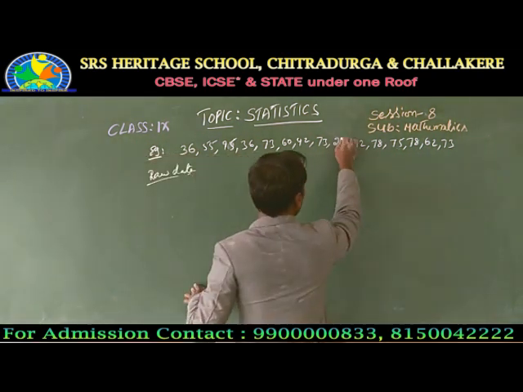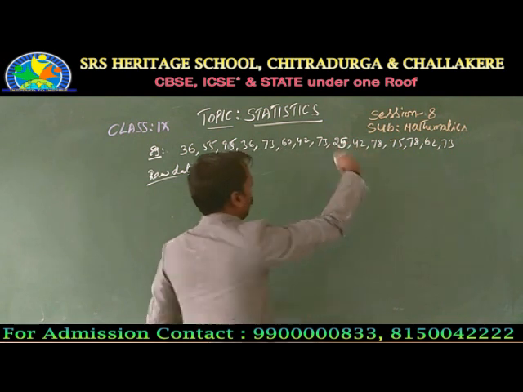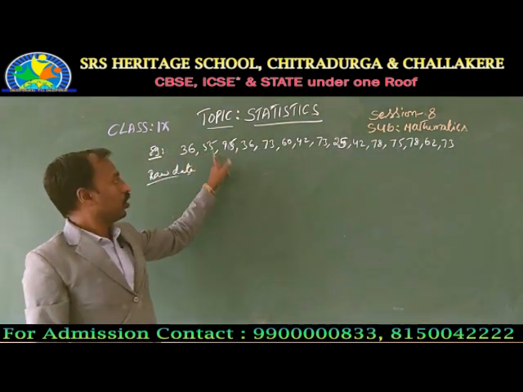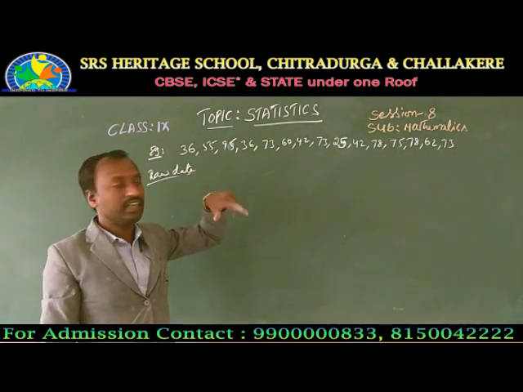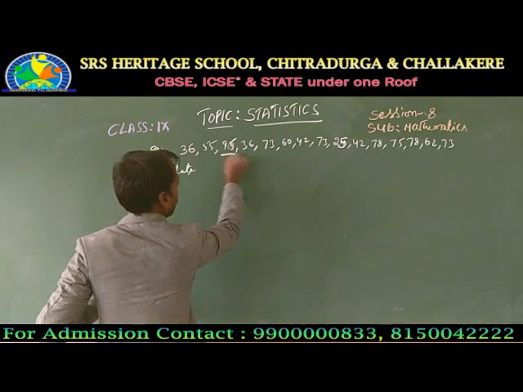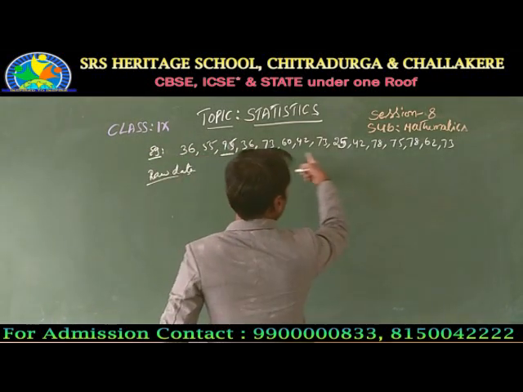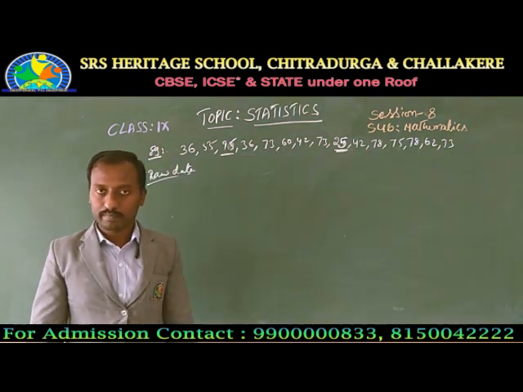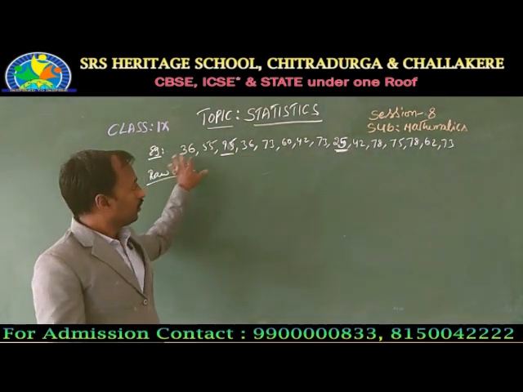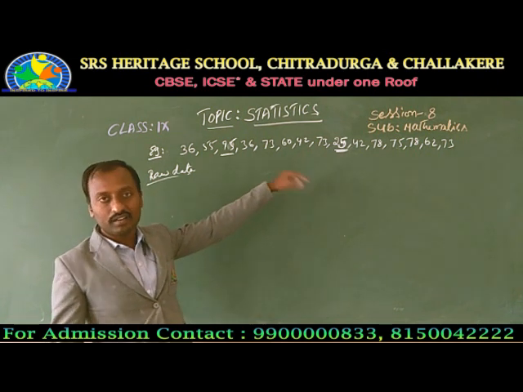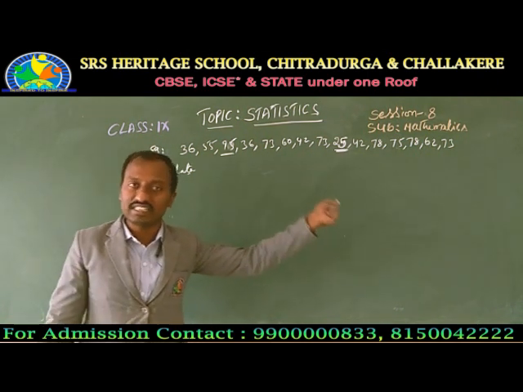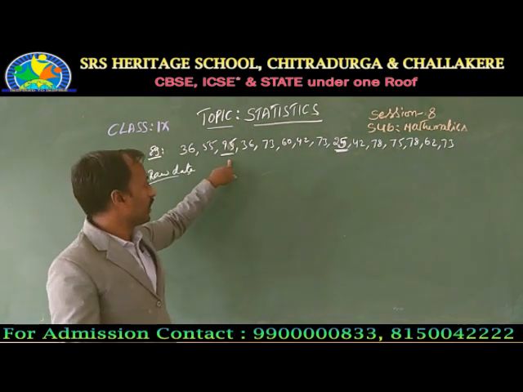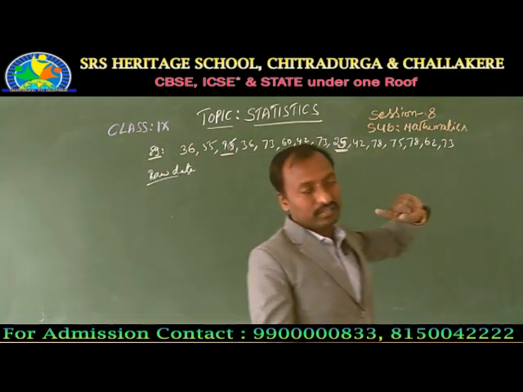If I take 25 itself, then instead of 24 I'll make it 25. So what is the highest mark here? 95 is the highest mark and 25 is the least mark. From the given raw data, what is the highest mark? What is the least mark? The highest mark is 95 and the least mark is 25.